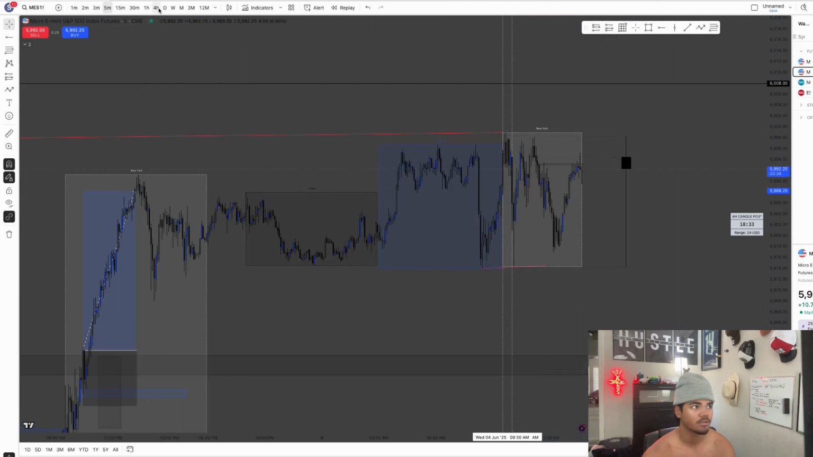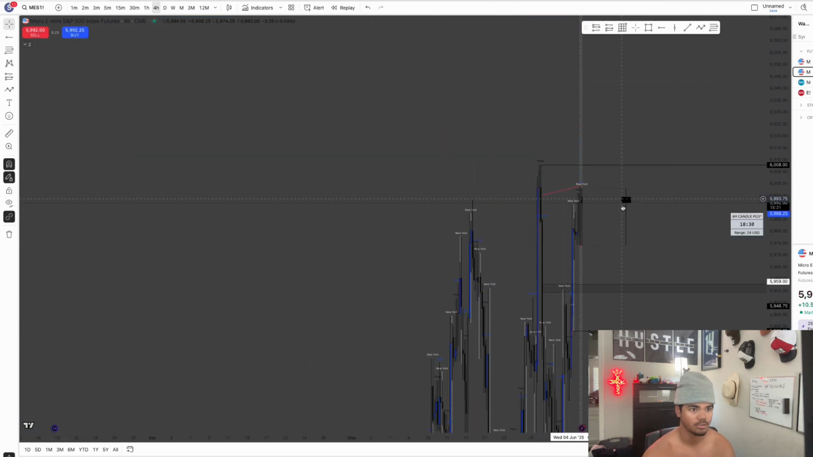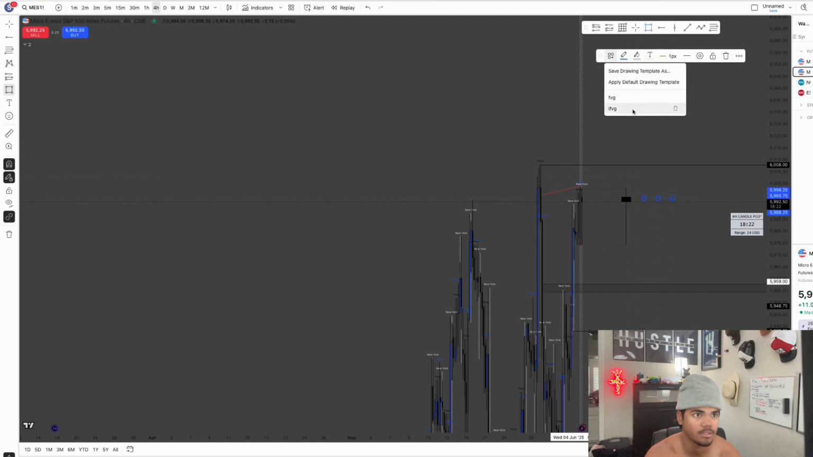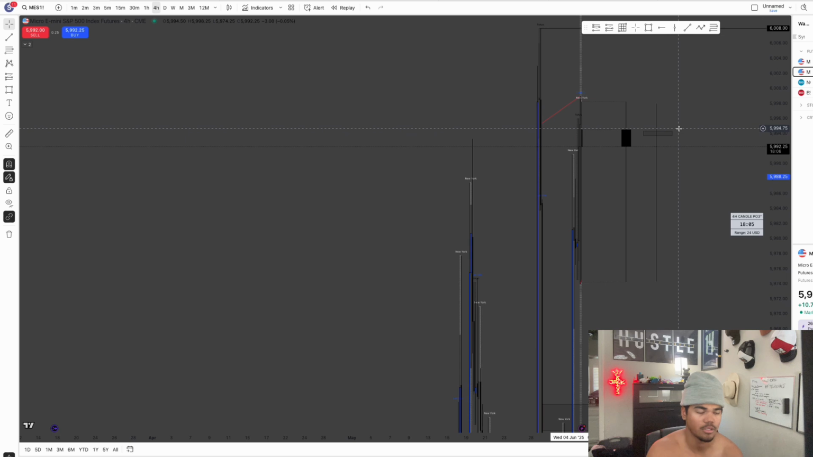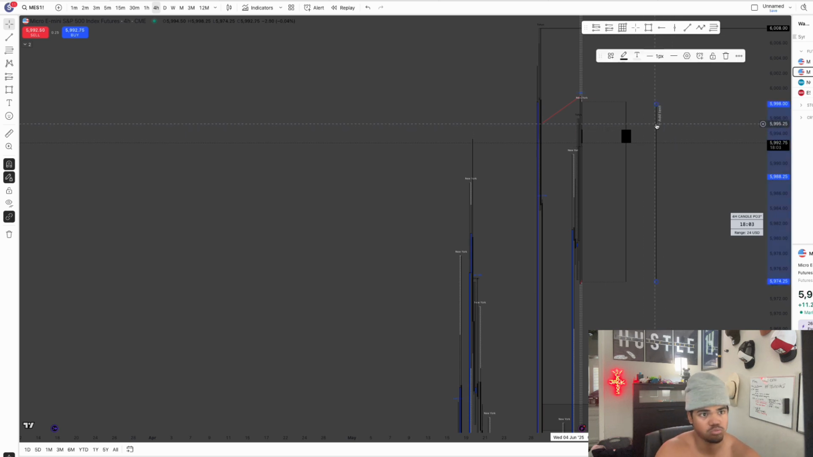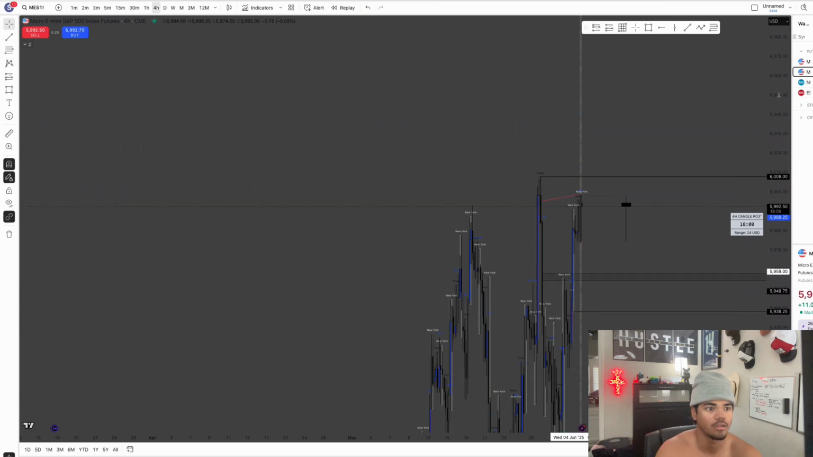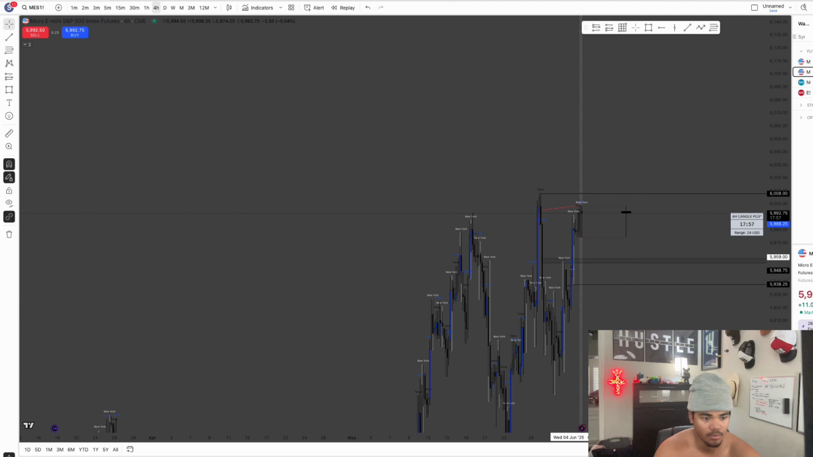Bro, look at this. This 4-hour candle is just gonna be a fat doji. I wouldn't be surprised if it's like this. If this 4-hour candle closes like this, that's the type of PA we've been having today, bro. You get the point. But yeah, that's probably how the candle's gonna close. Okay, so moving on.